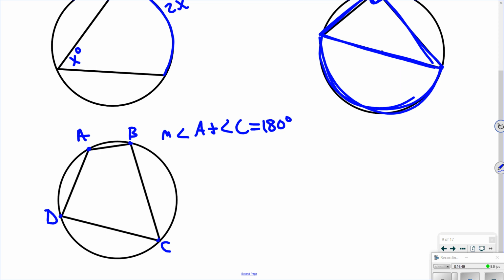And B and D, the measure of angle B plus the measure of angle D, also have to add up to be 180 degrees. Okay? So opposite angles have to be supplementary. So this angle and that angle have to add up to be 180, and this angle and that angle have to add up to be 180 degrees.